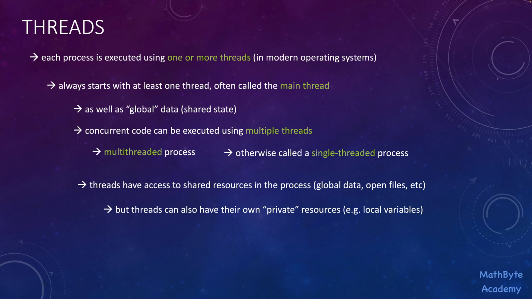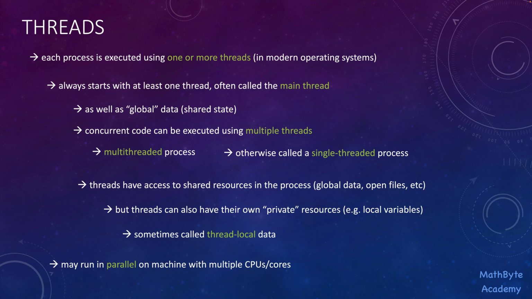Now, you can also have private resources for each thread, like, think local variables to each thread, and they're sometimes called thread local data. And that's fine. That works as well. We use that all the time. But the more important thing is this access to the shared global data.